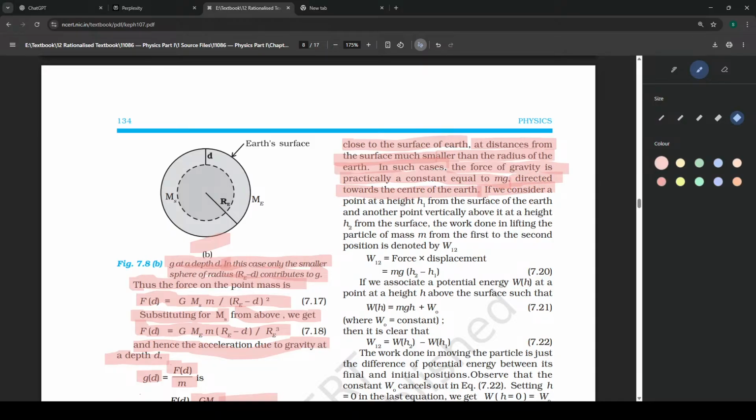If we consider a point at height h from the surface of the Earth, and another point vertically above it at height h2 from the surface, this is the surface of the Earth. One height h1, one more height h2.